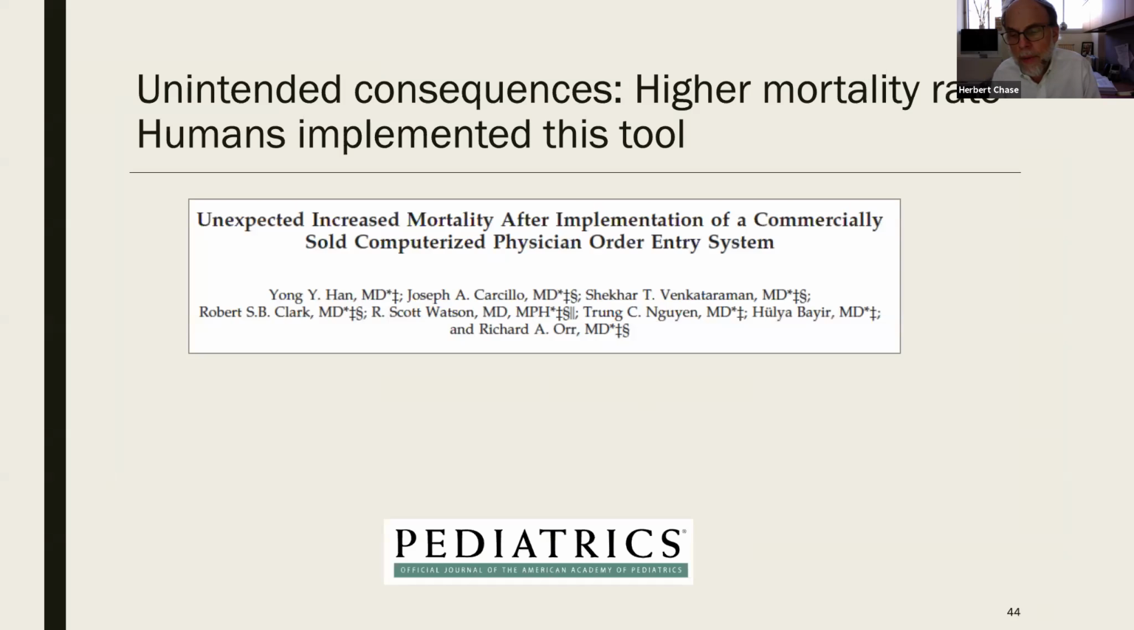So this is not strictly AI. This focuses mainly on the implementer. Here's a report from Penn. This is about 10 years ago. They implemented a new computerized physician ordering system. It sounded like a great idea.